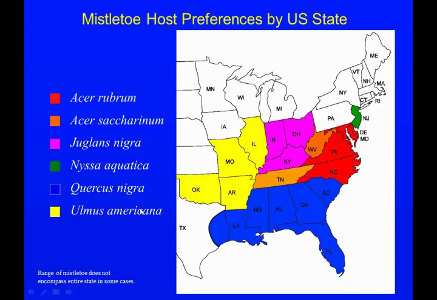This map shows the host preference by state. So here in Illinois, even though the one you have came off silver maple, the most common host is American elm. And that's true in Missouri, Arkansas, and so on. But as you go to the East Coast, you'll see that in Virginia and North Carolina, it likes Acer rubrum. In the South, it loves Quercus nigra, the water oak. So the host preferences, if you will, change as we look across the range of this parasite in the eastern U.S.